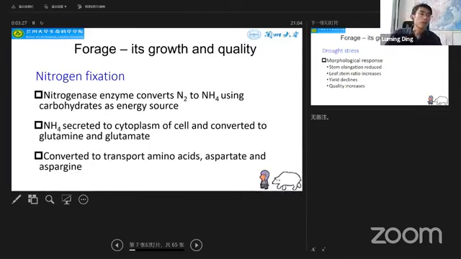The nitrogen fixation of the forage. The nitrogenase enzyme converts nitrogen to ammonium using carbohydrates as the energy source. Ammonium is secreted to the cytoplasm of the cell and converted to glutamine and glutamate. These two can be converted to transport amino acids such as aspartate or asparagine.